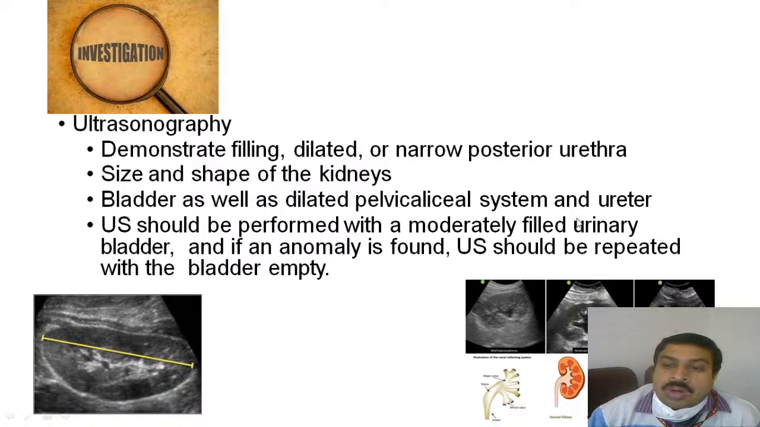Ultrasound should be performed with a moderately filled urine bladder, and if an anomaly is found, we should repeat it by asking the child to evacuate and check whether he is able to evacuate it completely or not. So is there stasis inside? That is called the post void residual urine. So many things can be checked, and quite a good amount of information can be obtained by doing ultrasonography alone. So starting from the upper tracts, the bladder, and the function, we get limited information on the ability of the bladder to empty itself by knowing the post void residual urine.